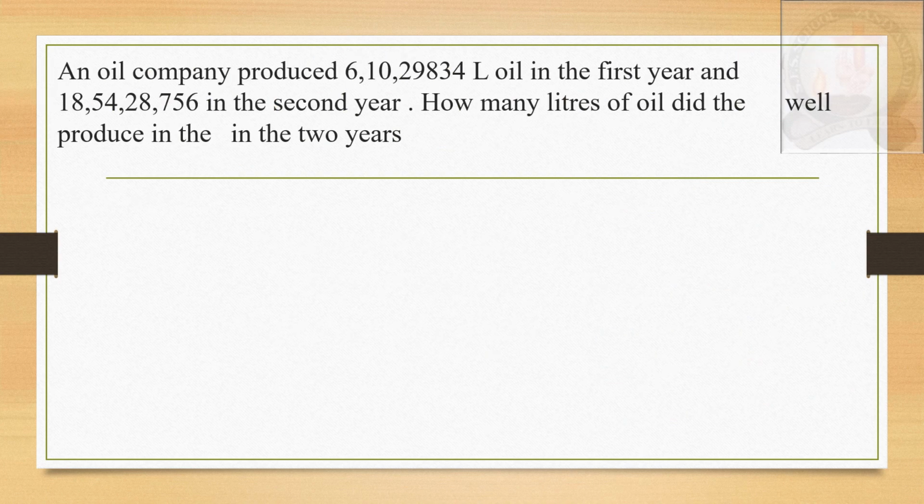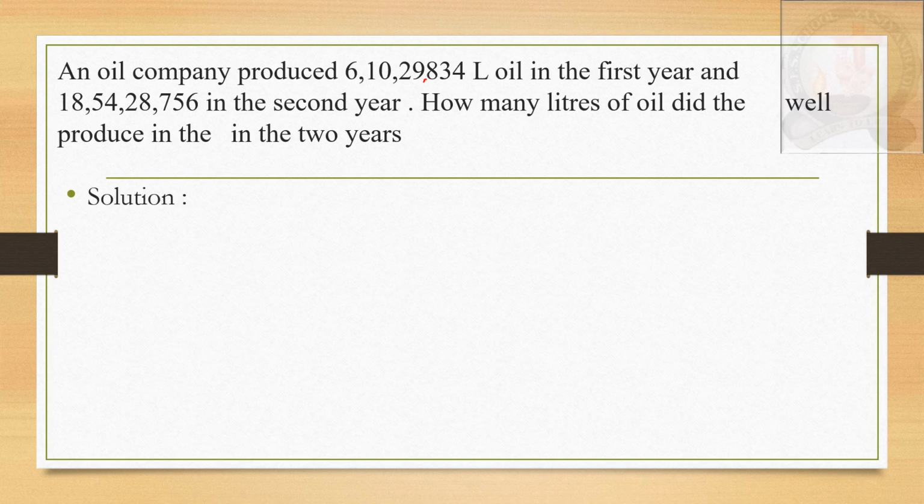The next question is: an oil company produced 6 crore 10 lakh 29,834 liters of oil in the first year and 18 crore 54 lakh 28,756 in the second year. How many liters of oil did the well produce in the 2 years? That is the question. Okay, let us start to give a solution to this question. I request all the children to concentrate here. It is very important.